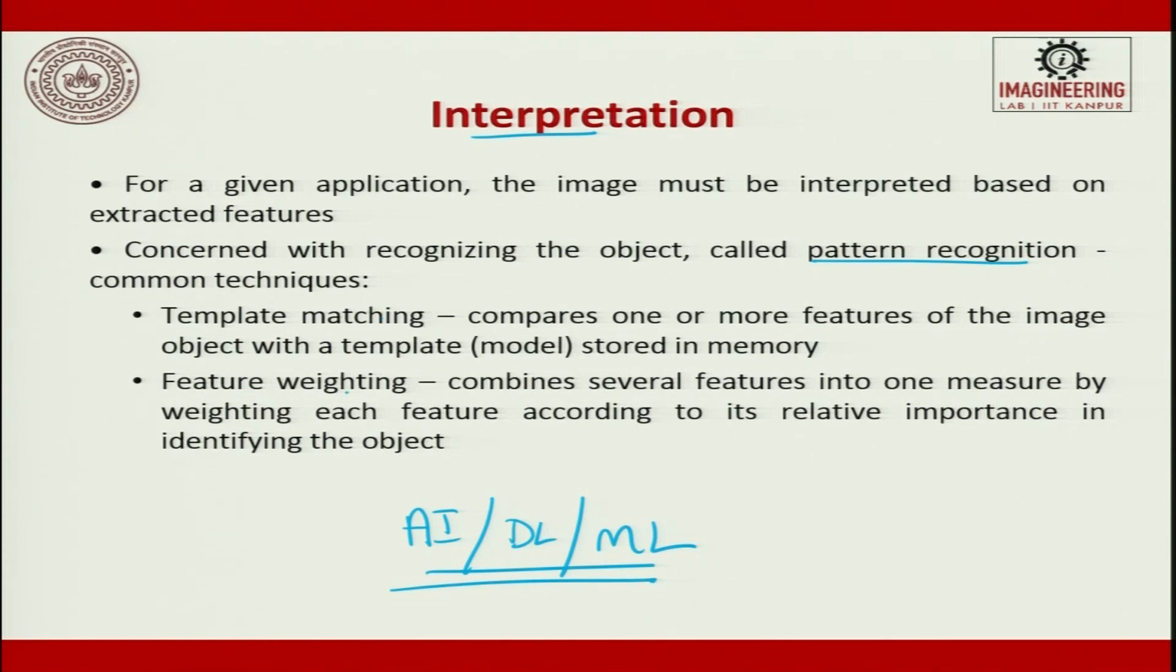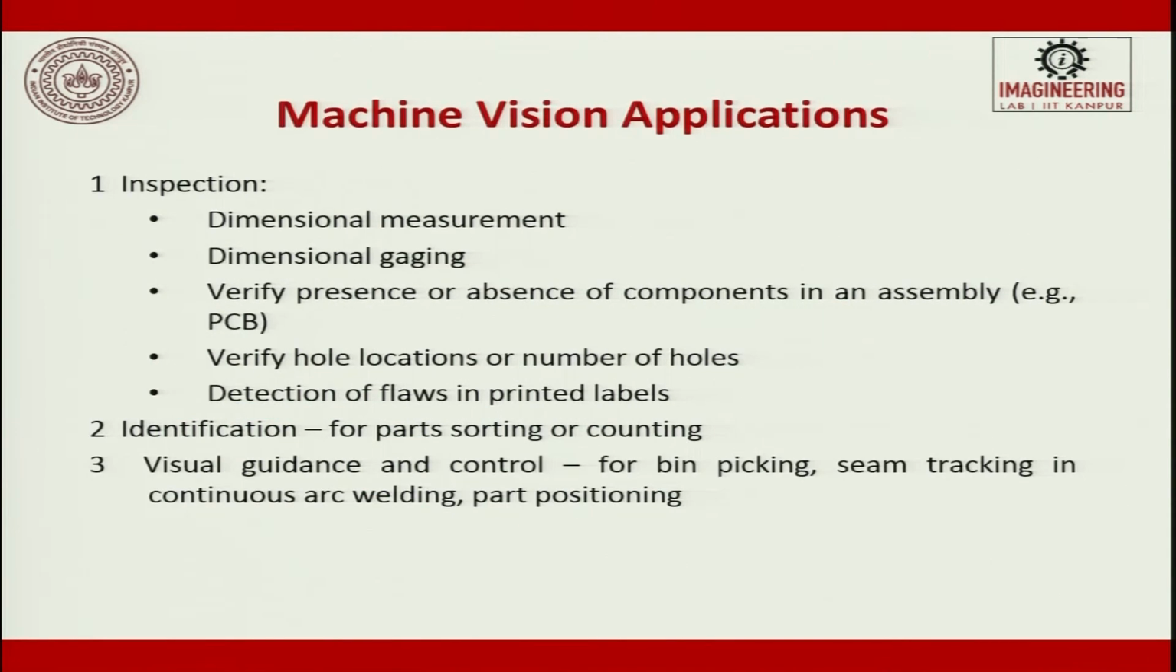The next one is feature weighting, which combines several features into one measurement by weighting each feature according to its relative importance in identifying the object. So, feature weighting is another thing which is very important today. It combines several features into one measure by weighting each feature according to its relative importance in identifying the object. This is a very important technique which is exhaustively used in many software today.